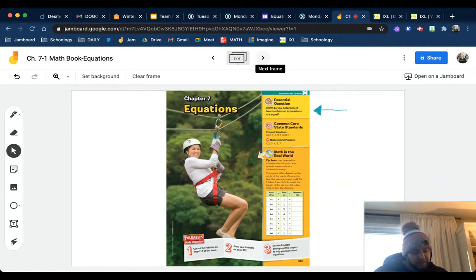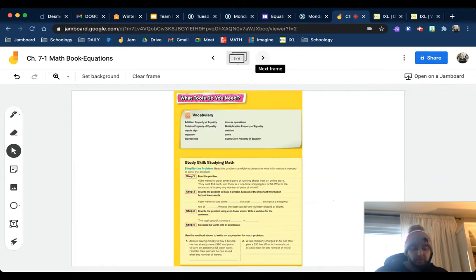It talks about zip lines. If you want to try this, you can. I've never gone zip lining before. Maybe some of you have. Again, it's just a table. I'm going to go to the third page of this Jamboard.